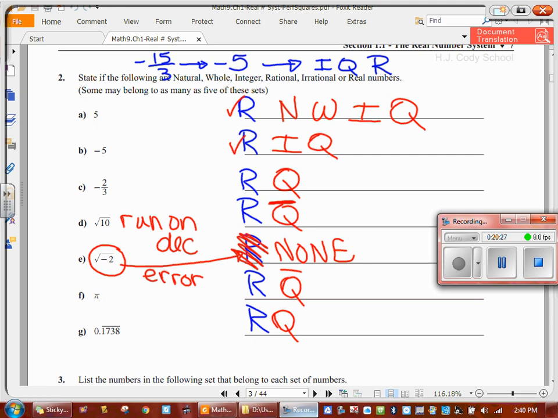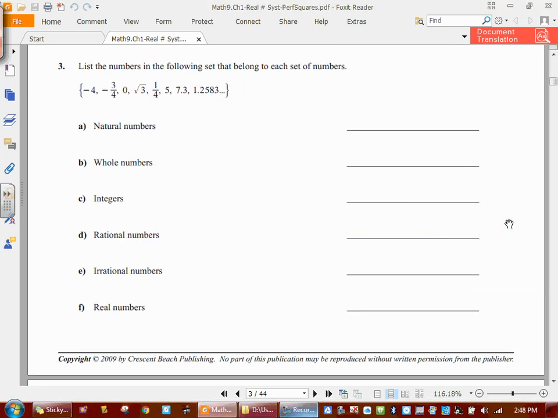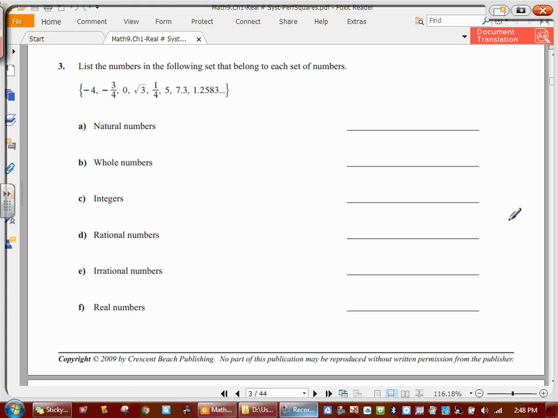So we're going to take this out. Now, the way we're going to do it is we're going to pick one number and find all of the categories that go with it. So let's get the symbols: natural, whole, integer, rational, irrational, and real.